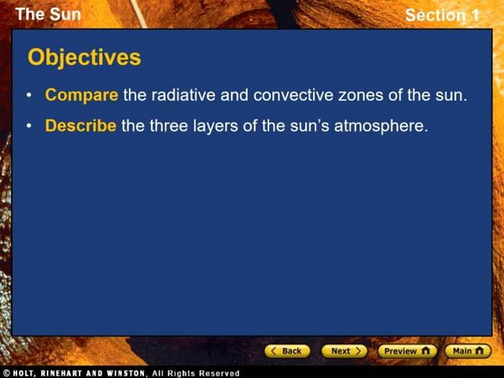At this point, you should be able to compare the radiative and convective zones of the sun and describe the three layers of the sun's atmosphere.